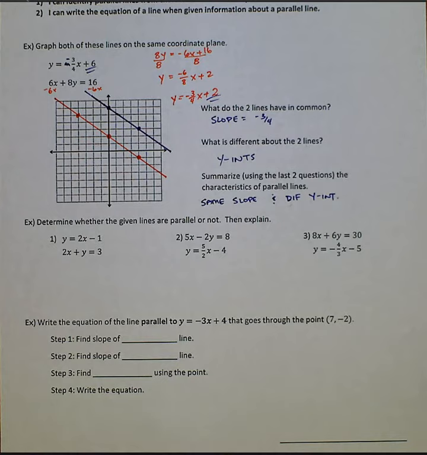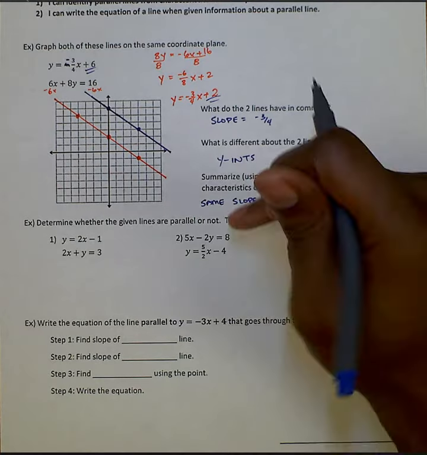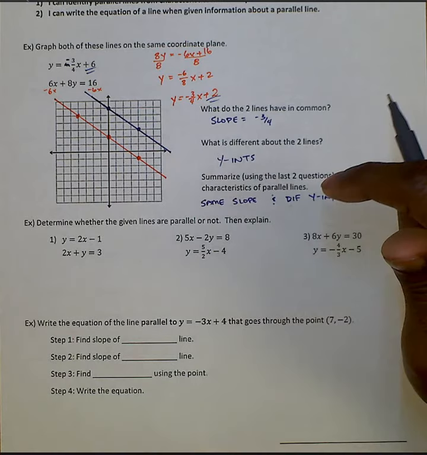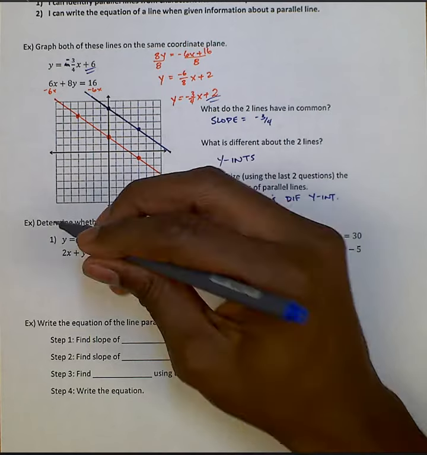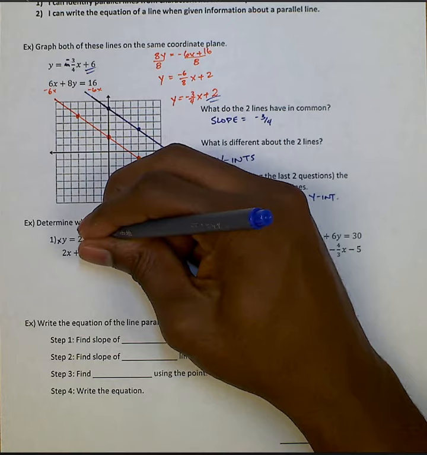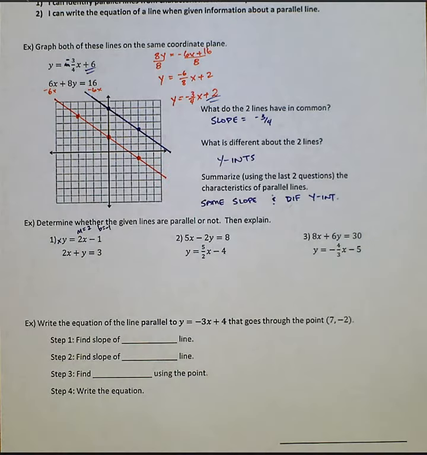So in this next set of questions, it's saying determine whether the given lines are parallel or not, then explain. So again, since parallel lines have the same slope and different y-intercepts, that's what we'll be looking for. Do they have the same slope, or are they different y-intercepts? So first problem, okay, notice that we have one already in slope-intercept form, so we can identify that the slope is 2. The y-intercept is negative 1. Typically how these problems will be set up is that one of them will be in slope-intercept form and the other will not be. And we need to make sure we change it to slope-intercept form before we try to identify the slope and the y-intercept.